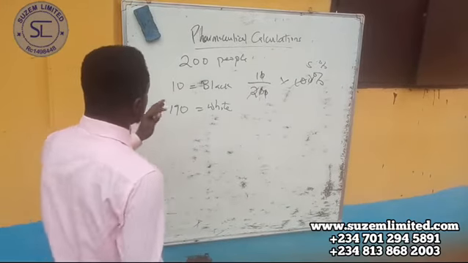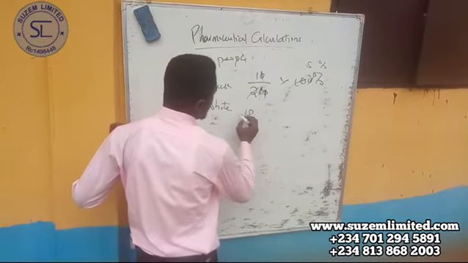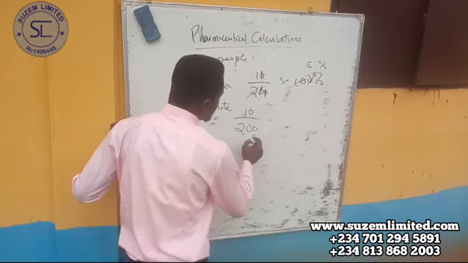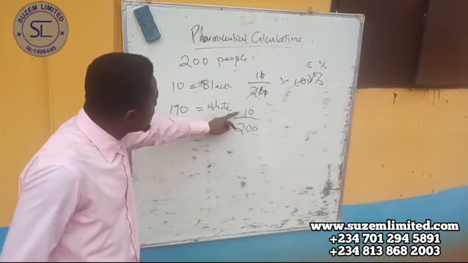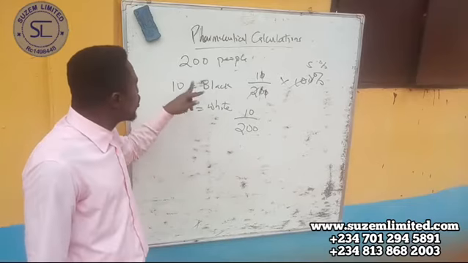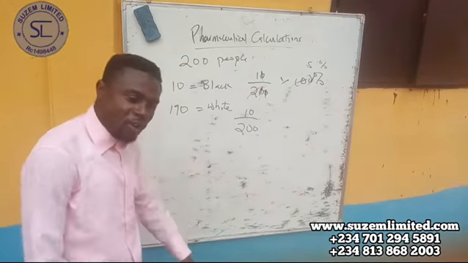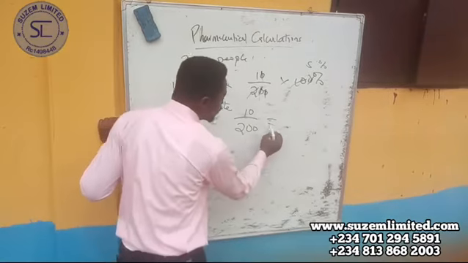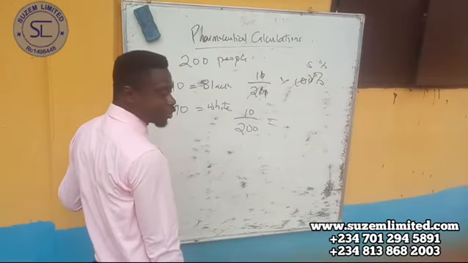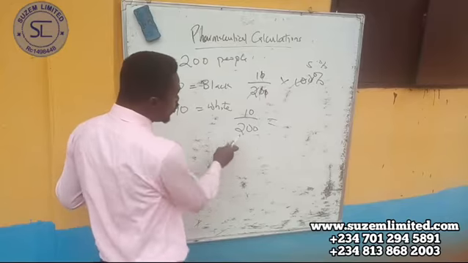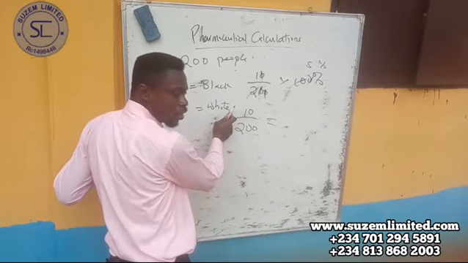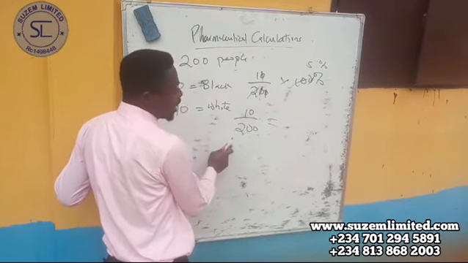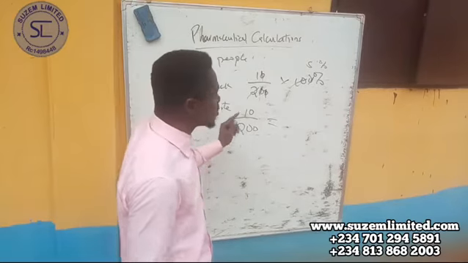We have 10 people over 200. Remember, this is 10 per 200, but they want to know the 10 per 100. For us to get it in 100, what are we going to do? We divide by 2, both the numerator and the denominator.